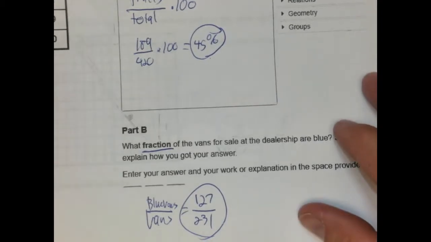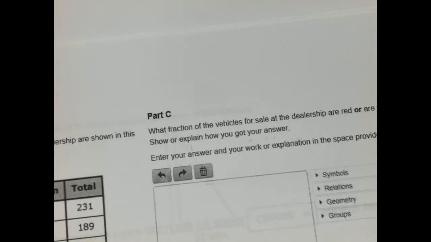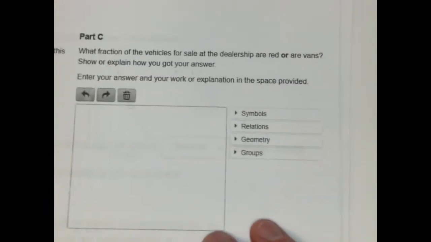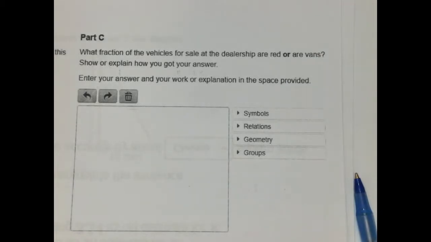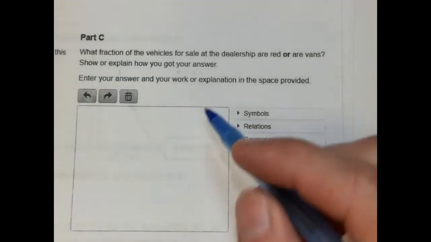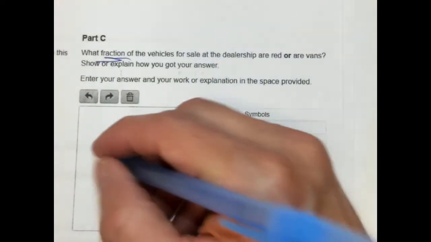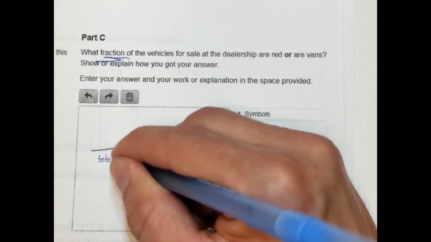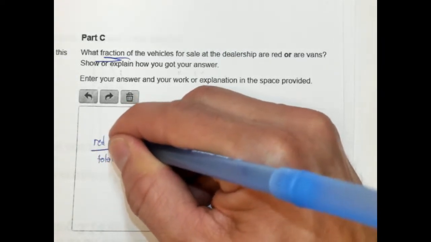That's it. Let's look at part C. What fraction of the vehicles for sale at the dealership are red or are vans? Okay, so, all right, well, let's think about this. Vehicles for sale at the dealership, so it's a fraction. So the bottom will be 420, all the vehicles, total vehicles. And then red or vans.